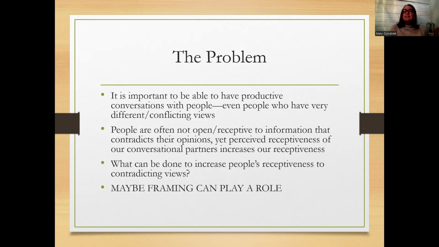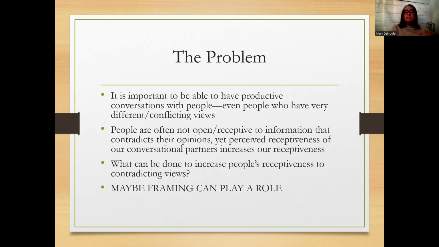However, how do you set that up, especially when people really do have conflicting points of view? It might be hard to let the recipient know that you really are open to their point of view, even though their point of view is really different. So what can be done to increase people's receptiveness to these contradicting views? The authors thought maybe framing can play a role.